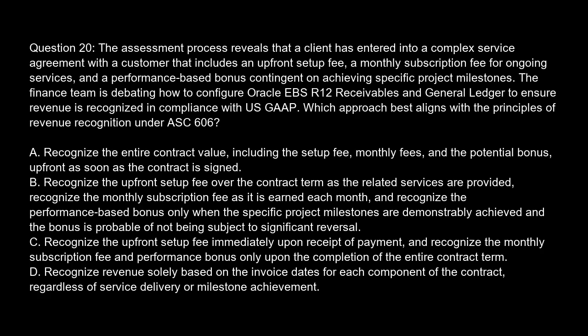Option C. Recognize the upfront setup fee immediately upon receipt of payment, and recognize the monthly subscription fee and performance bonus only upon the completion of the entire contract term. Option D. Recognize revenue solely based on the invoice dates for each component of the contract, regardless of service delivery or milestone achievement.